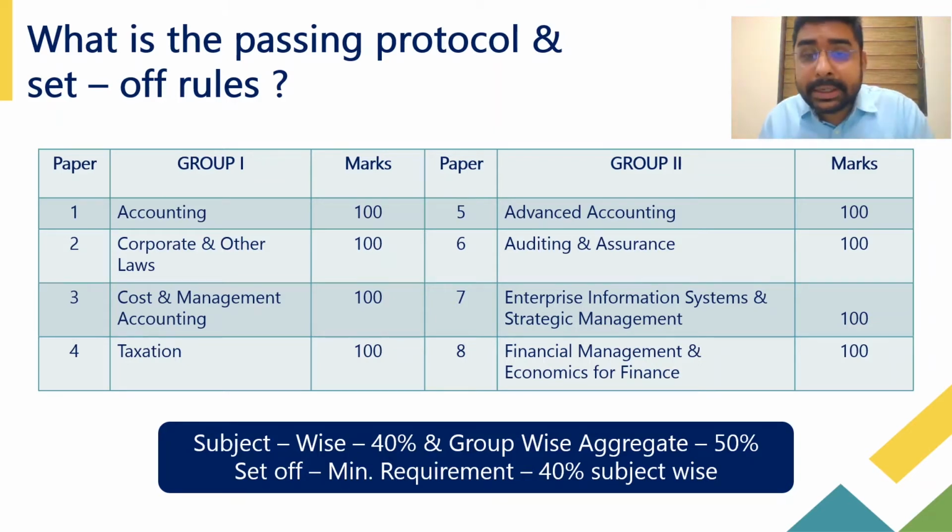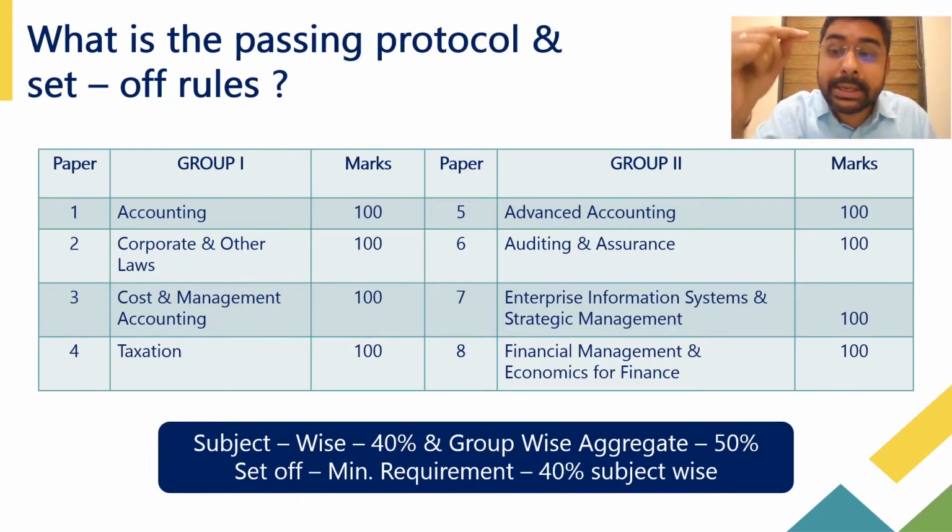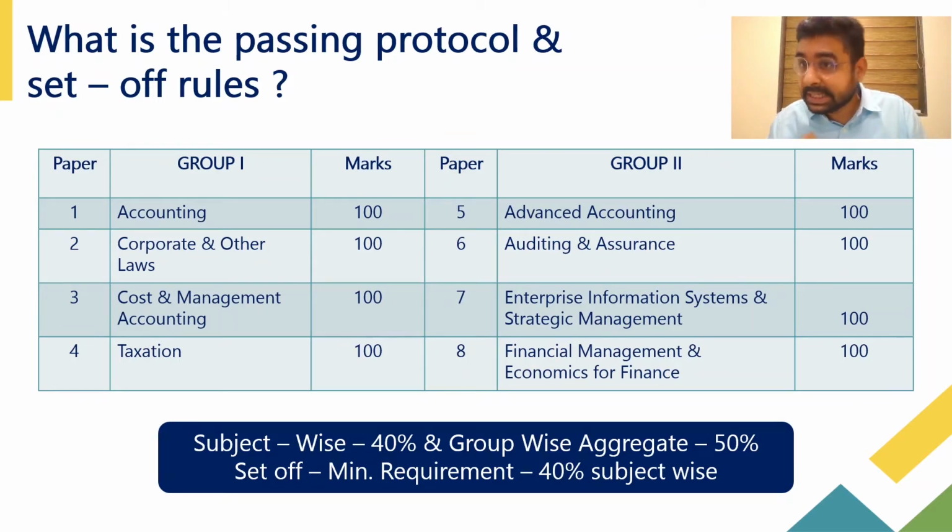Similar rule is applicable for CA Inter. Now CA Inter में क्या होता है? You have to score a minimum of 40 marks in each paper. ठीक है? It means अगर 40 से कम है तो you don't just fail that paper, you fail the entire group. Okay, you have to score a minimum of 40 marks in each paper. Okay, and as an aggregate put together, you have to score a minimum of 50%.